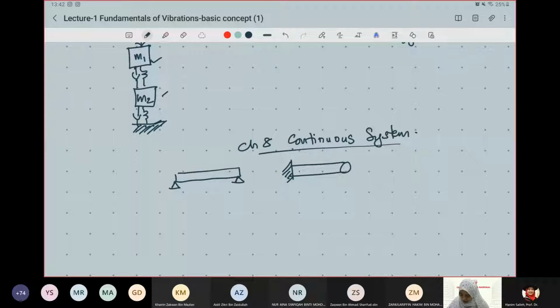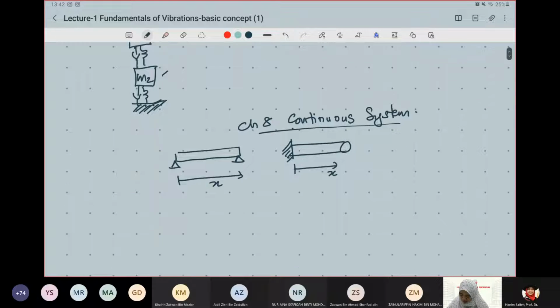Your X is basically your position on the bar or on the beam, where your points are continuous. You cannot differentiate between M1, M2, M3, and so on. It can be infinite. So that's what you deal with in a continuous system.